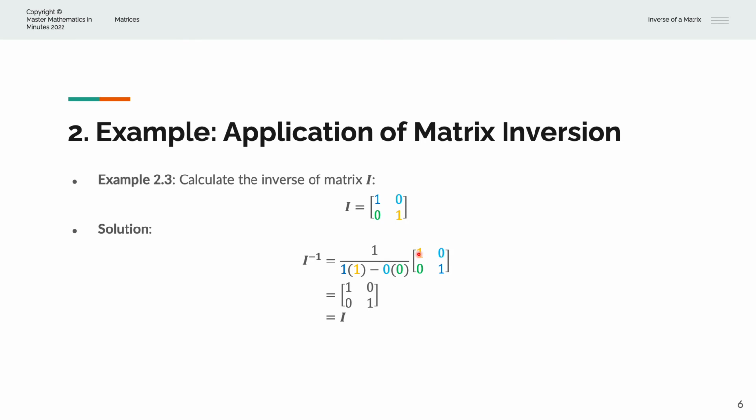And step 2 is where we swap the positions of A and D. And step 3 is where we put a minus sign in front of B and C. So with B as 0 and C as 0, that stays as 0 and 0, despite taking the minus signs of these. And so the determinant is basically 1. And we'll copy the matrix down, and that is also equals to the original identity matrix. So for an identity matrix, the inverse is itself. So you have I and the inverse of the matrix I as being the same.